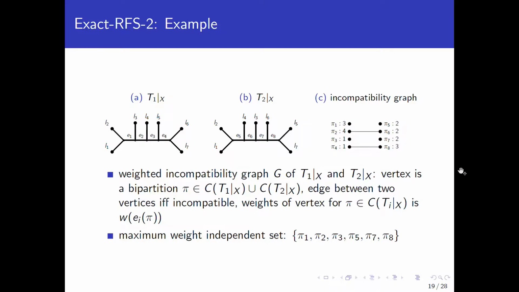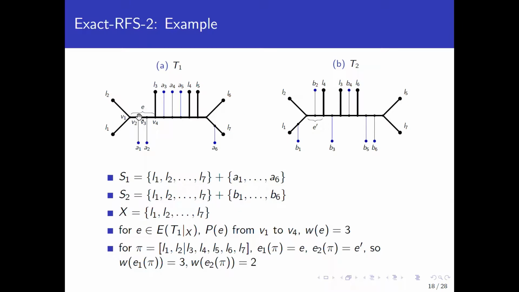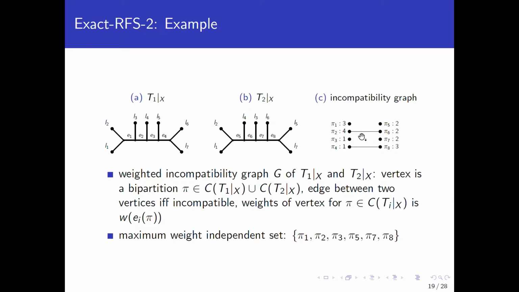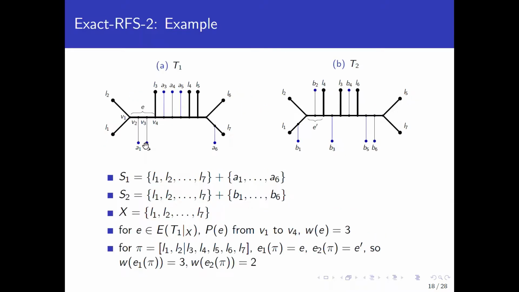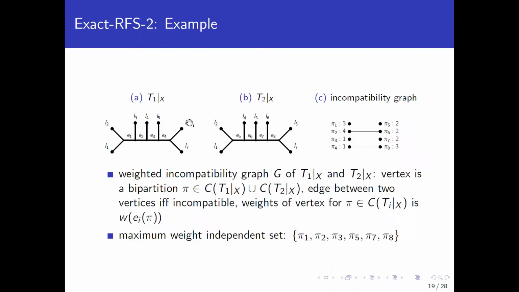For every vertex in the incompatibility graph, the weight of the vertex is the weight of the edge that induces the bipartition. For example, Pi1 is induced by E1, and E1 corresponds to a path of length 3 in the original graph, which means the weight of E1 is 3, which means the weight of Pi1 is 3. Similarly, E2 corresponds to a path of length 4, thus Pi2 has a weight 4.